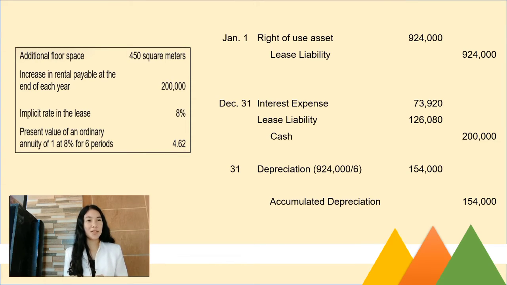On December 31 naman, we record the annual depreciation. So we debit depreciation amounting to 154,000 and then we credit accumulated depreciation amounting to 154,000. So that's all for part 1. Thank you for listening and proceed now to the second part of this chapter 11.